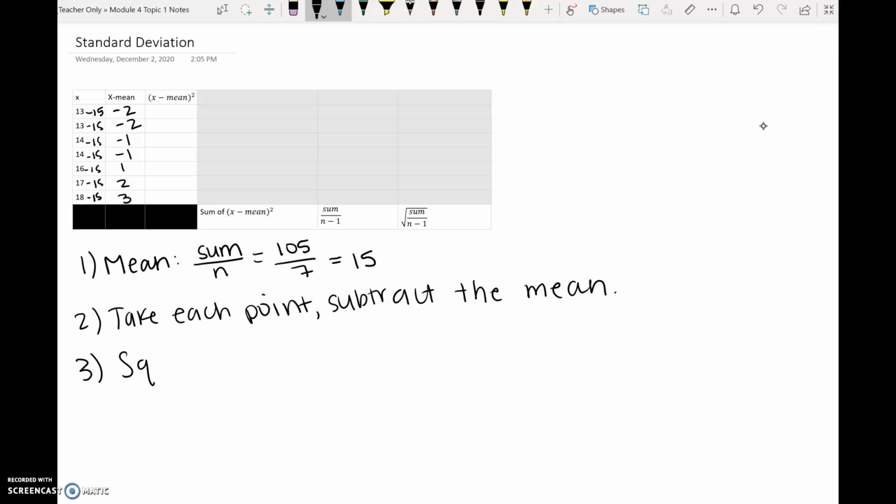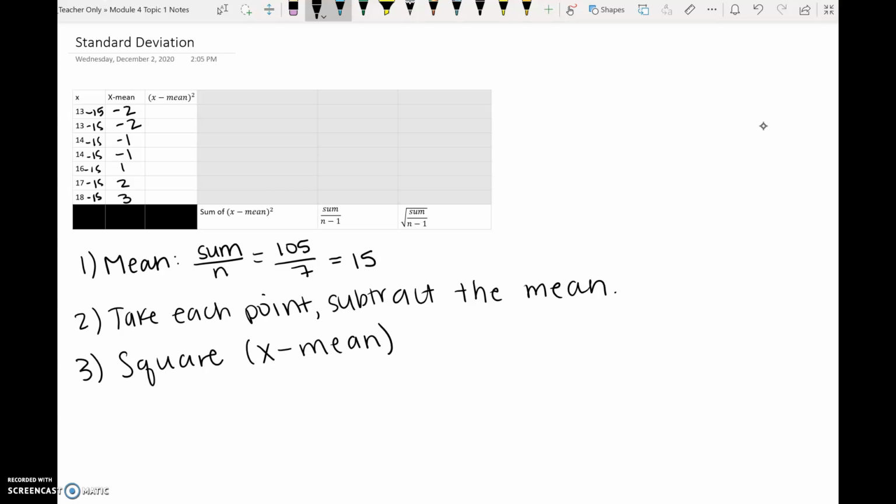Then you're going to square (x minus the mean). And the reason I'm putting it in parentheses is because when you do this on a calculator, you want to make sure to put the parentheses. That's because anytime we square a negative number, it becomes positive.